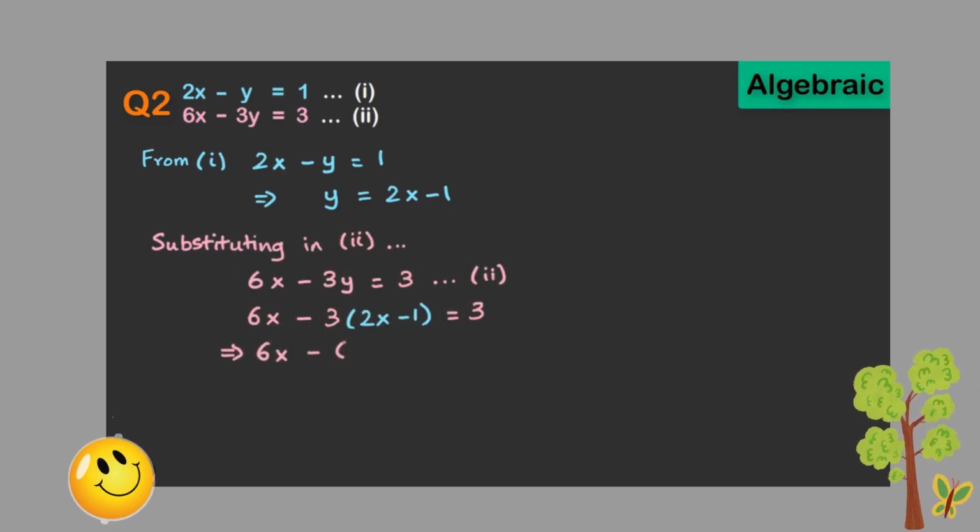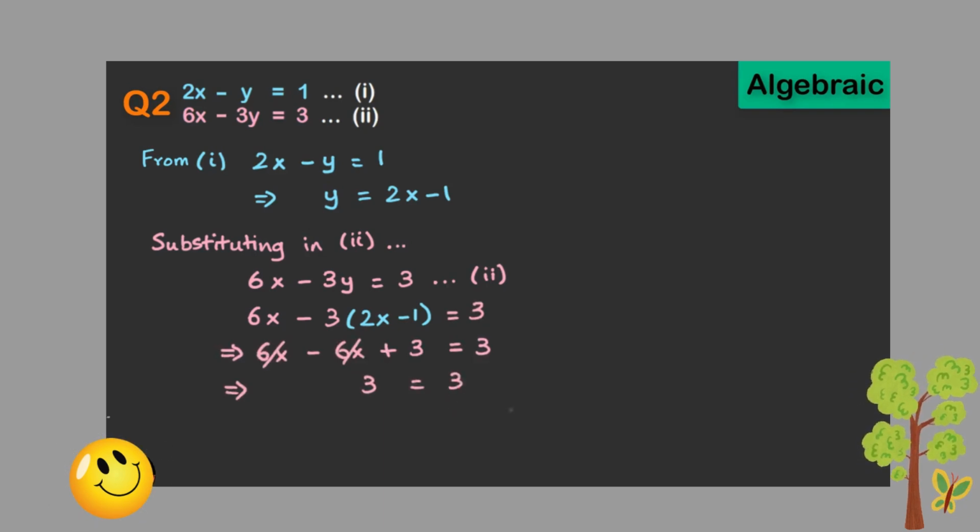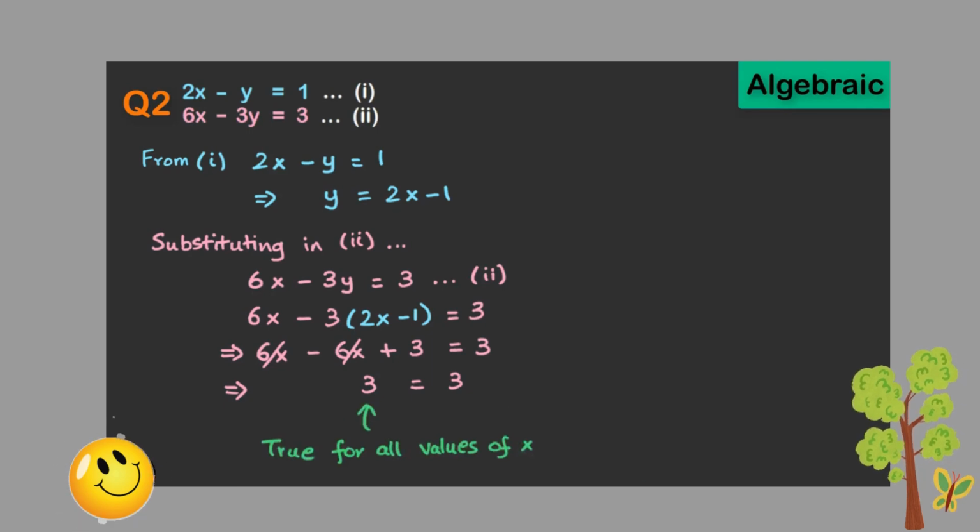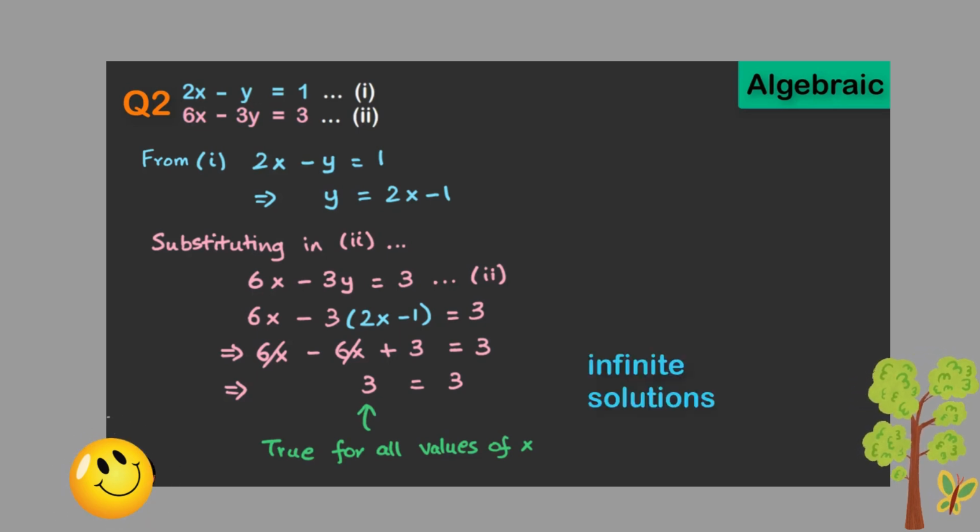On simplifying, we see that x gets cancelled and we are left with 3 equal to 3, which is true for all values of x. Therefore, we will get corresponding infinite values of y. So looks like we have infinite solutions here.